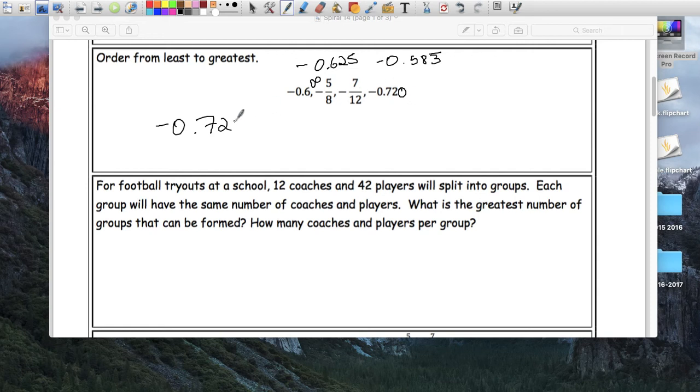Okay, so that's the smallest number. The second smallest number is going to be this one, negative 0.625. And then it's going to be negative 0.600 and negative 0.583. Okay.